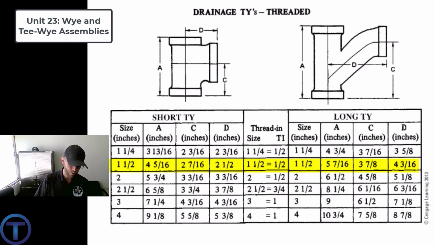That would be D. We want D. So we look up D here on 1.5 inches, and D is 4 3/16 inch. And then as we look up our typical thread ends, they have that over here on the right side. The thread end for 1.5 inches is 1/2 inch. That means, again, the pipe goes into the fitting 1/2 inch. And so we'll need to subtract that half for our fitting allowance.